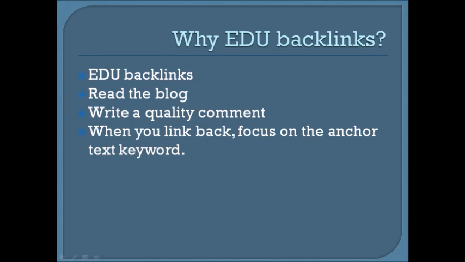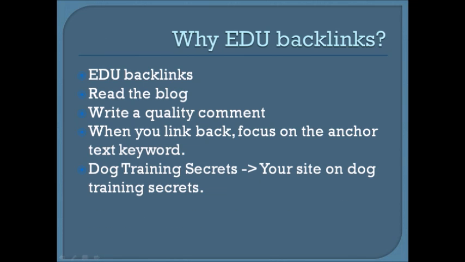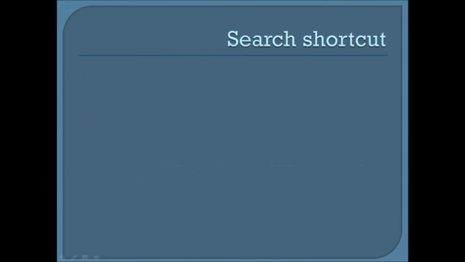Because let's say, for example, the anchor text keyword is dog training. If that's the case, then it links back to your site and your site talks about dog training. It's a relevant backlink. It's not just some low quality backlink, it's a relevant backlink. So like I said, dog training secrets, your site has to be on dog training secrets. You can't get a backlink and just forward it to a different topic or niche.